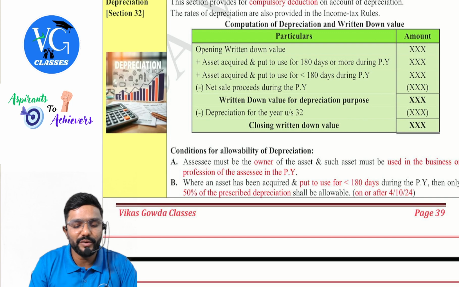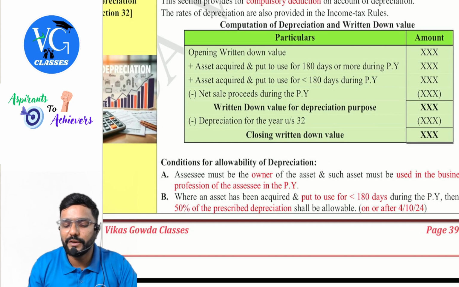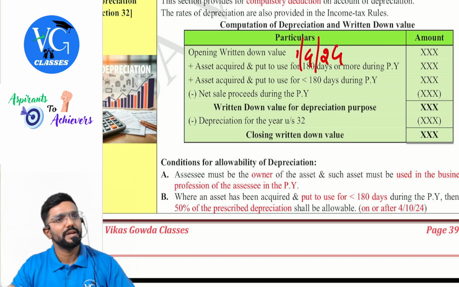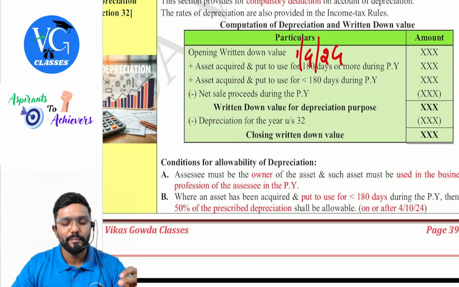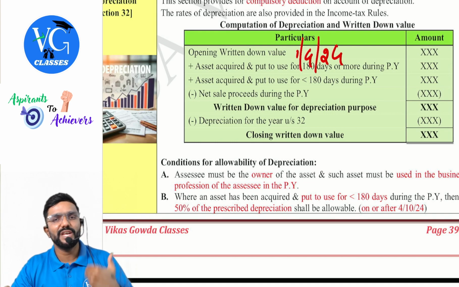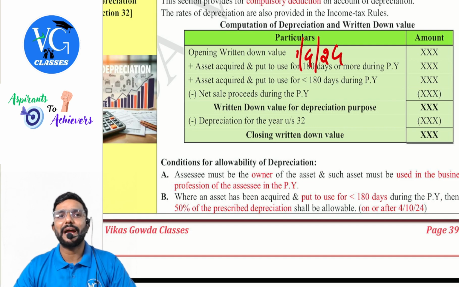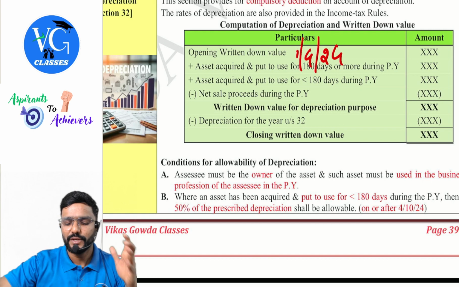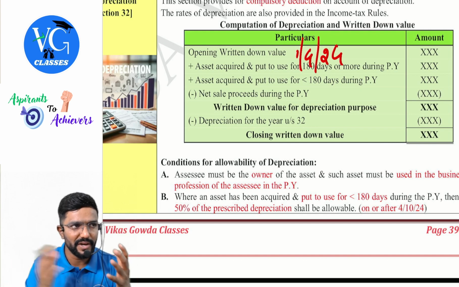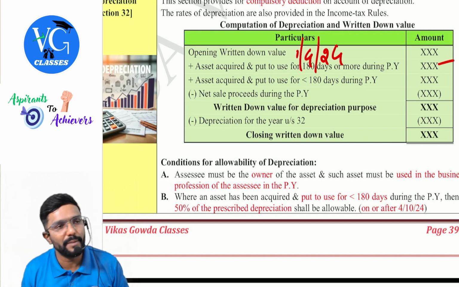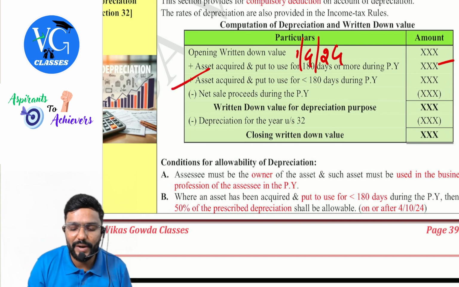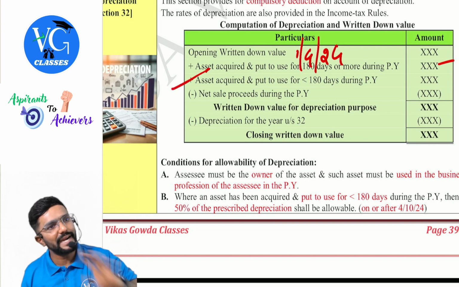Opening written down value you will take. For us, what would be the opening written down value? As on 1st April of our previous year. For that, if there is any asset purchased during the year, add it. Asset acquired and put to use for 180 days or more, you can claim full depreciation. First, add the value here. Okay, sir. Then for asset acquired and put to use for less than 180 days, add it separately.